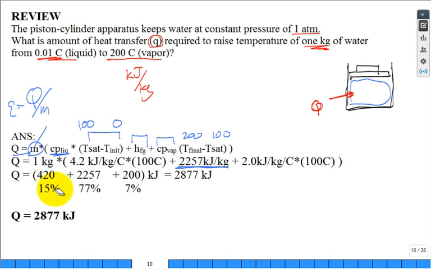420 kilojoules per kilogram to take it from pretty much ice, but it's saturated liquid down there at 0 degrees C, up to saturated liquid at the other end where it's about ready to boil. And then 2257, and then 200 kilojoules. So 77% of the heat is brought in just to change phase, 15% to heat up the liquid, and 7% to heat up the gas, the ideal gas vapor, water vapor. And this is the total. At the end of the day, I had to bring in 2,877 kilojoules for 1 kilogram of water.